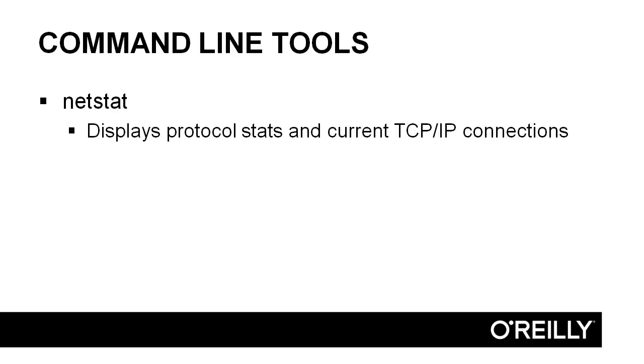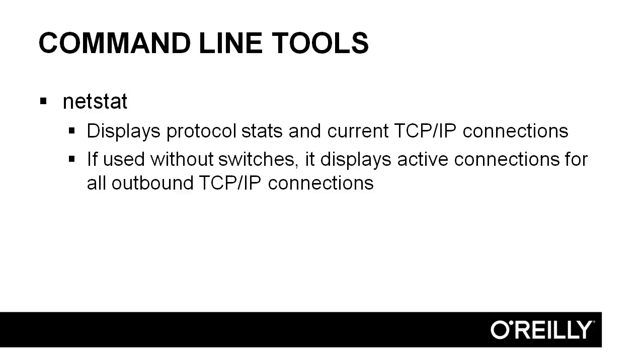Netstat. This is a really cool one. This displays protocol stats and current TCP/IP connections. Now, this one is really interesting, especially if you're trying to deal with malware or spyware or something. You can actually go in and see which TCP/IP connections have been made. If you use it without any switches, it will display all the active connections for all outbound TCP/IP connections.